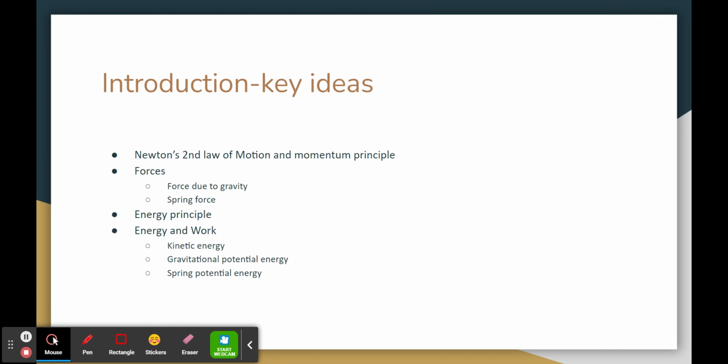Intro to key ideas. This lab we're going to be using Newton's second law of motion, the momentum principle, along with forces in play: forces due to gravity and the spring force. Then there's going to be the energy principle, and energy and work.